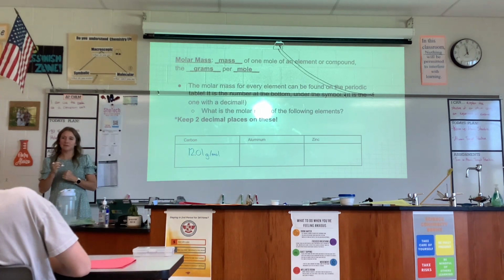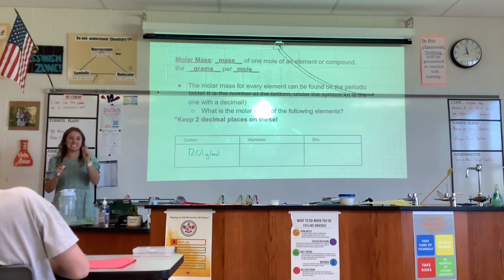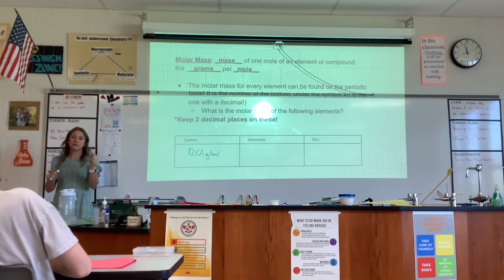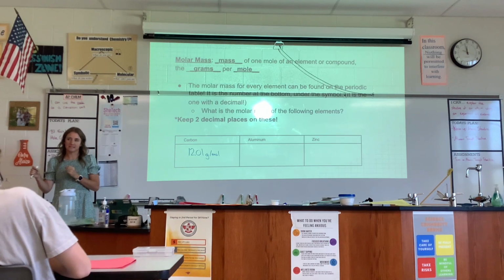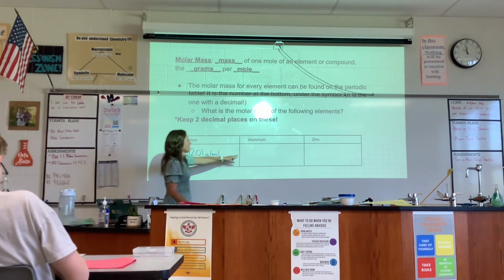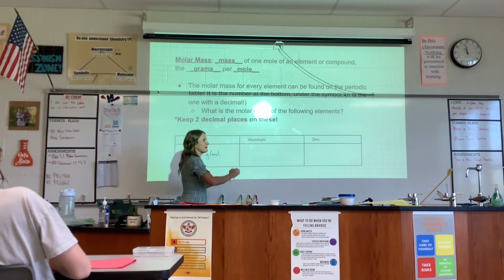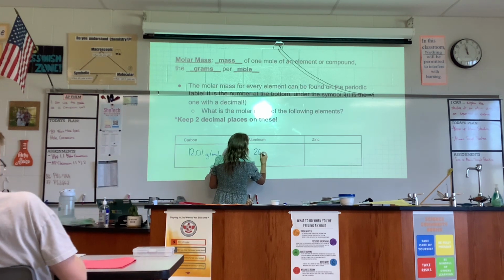So the periodic table tells you 2 things. It tells you how much a single atom weighs, but in AMUs, and then how much a mole of that substance weighs, but now in grams. So if I want to find the molar mass of aluminum, I just find aluminum on the periodic table, 26.